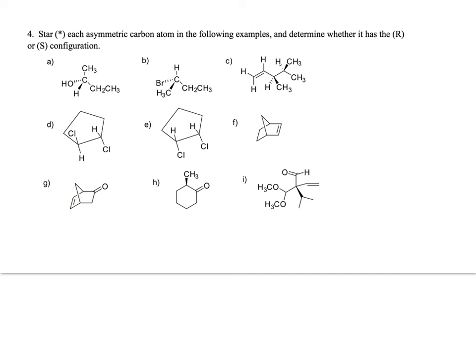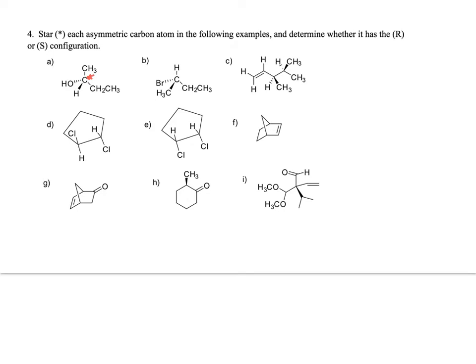Okay, number 4, we are going to find each asymmetric carbon, that means a carbon connected to 4 different things, and determine whether it is R or S. And we will have to star it. So the asymmetric carbon, I'll show you, is here.